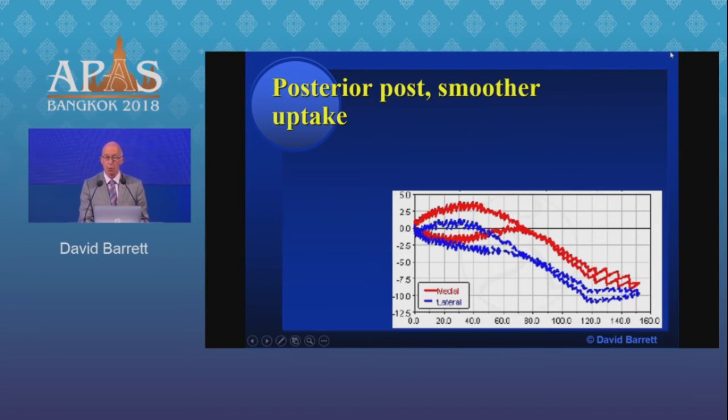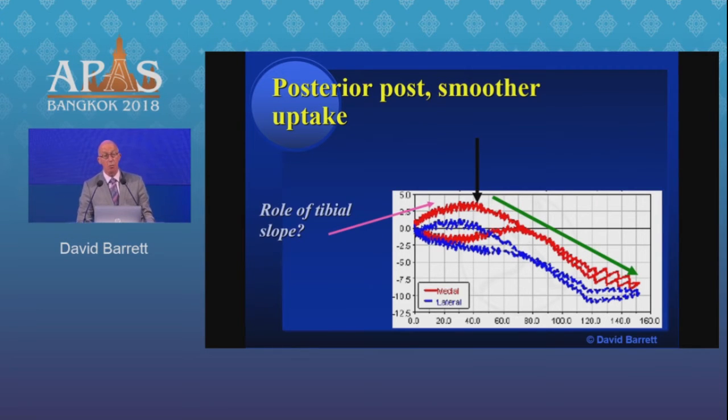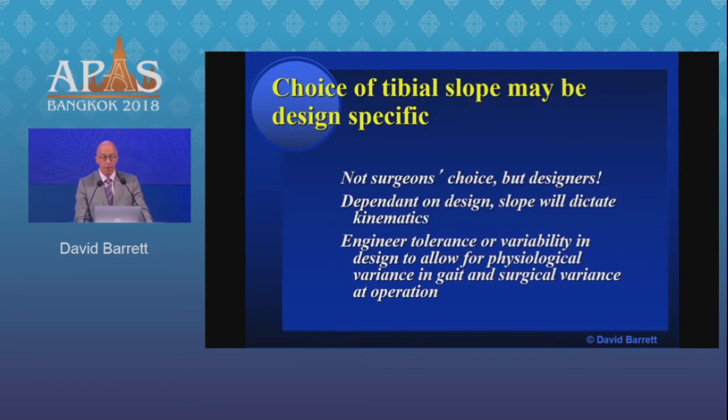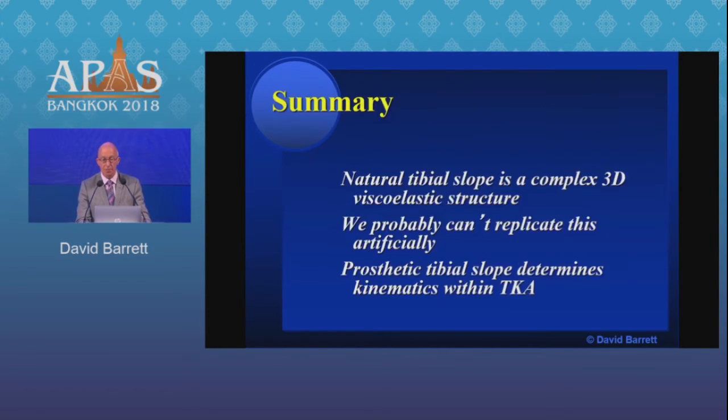Now, the slope is important because it makes the movement of the knee much smoother. When the cam engages and moves backwards, the tibial slope determines the speed at which the cam engages. So the choice of tibial slope is actually knee design specific, not necessarily the surgeon's choice but the designer's choice. The knee is designed to move with a particular tibial slope, and it's the engineering tolerance you need to listen to.